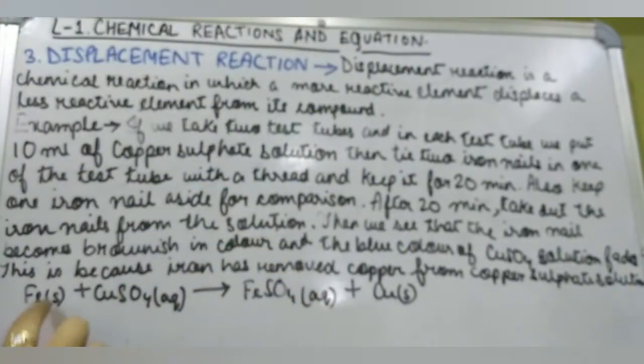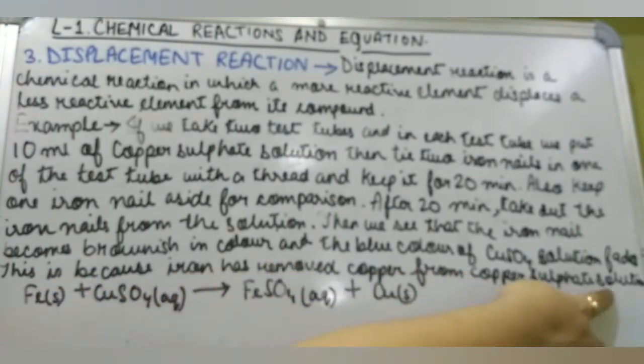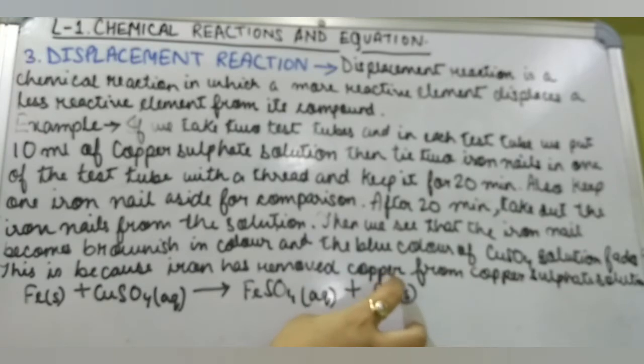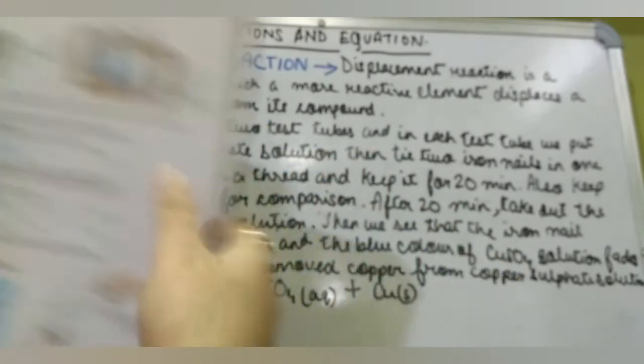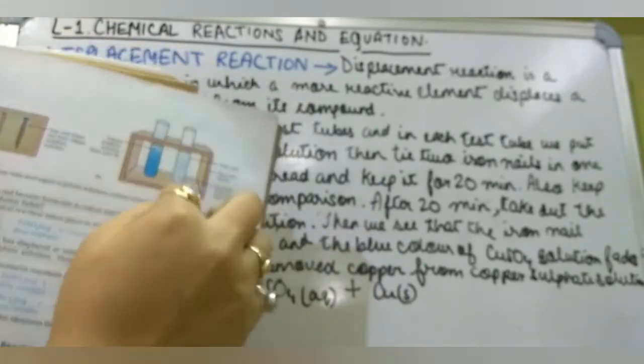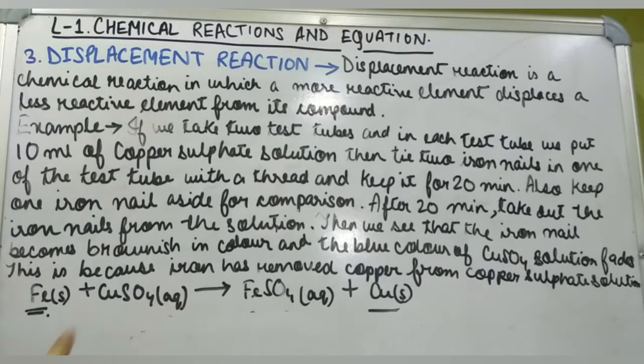It means iron has replaced copper. Okay, this is because iron has removed copper from the copper sulfate solution. Only the copper has been removed, which means copper has been taken out of this solution. So this test tube we are seeing as a faded color.